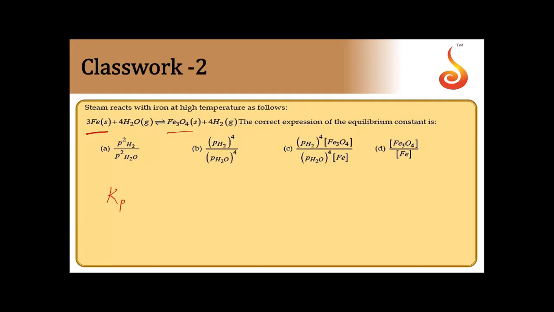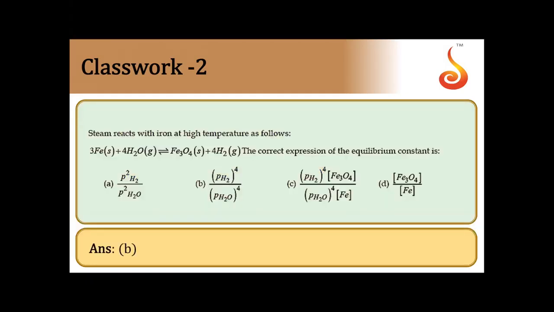Therefore, Kp will be equal to the partial pressure of H2 to the power of 4 divided by the partial pressure of H2O to the power of 4. So Kp is equal to P of H2 to the power of 4 over P of H2O to the power of 4. Therefore option B is correct. We need to remember that solids will not appear in the equilibrium expression.